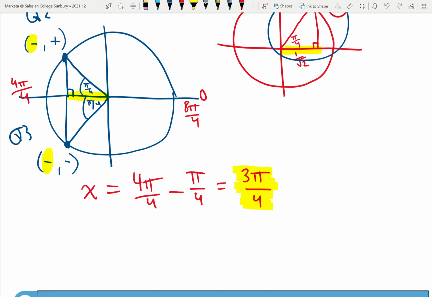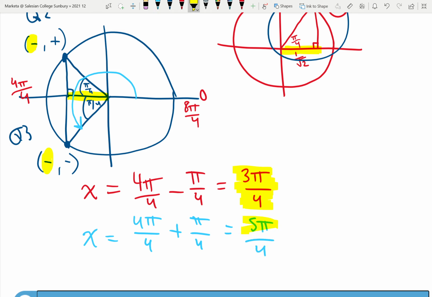So remembering that we can go 0 to 2 pi. Now I'm going to go from 0 around to the next stick, which is here. And we can see that we go past 4 pi on 4 and then we add on another pi on 4. So x is going to equal 4 pi on 4 plus pi on 4, and that equals 5 pi on 4. So our second value for x is 5 pi on 4.